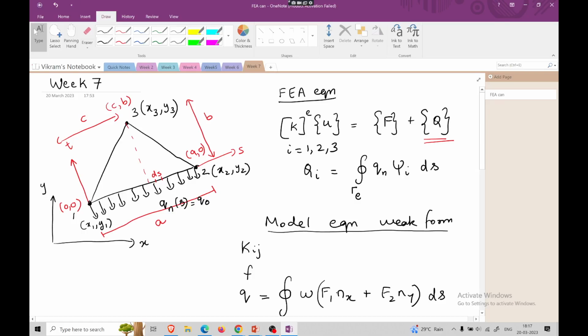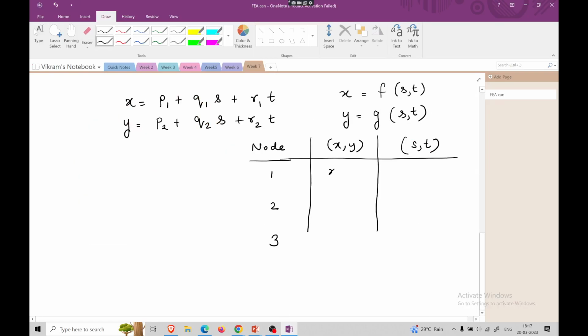So we'll go to this table. My node 1 was x1 comma y1. So this was 0 comma 0. This is x2 comma y2. This was a comma 0. This is x3 comma y3. The coordinate is c comma b. So these are the three coordinates of the points in the ST coordinate system.